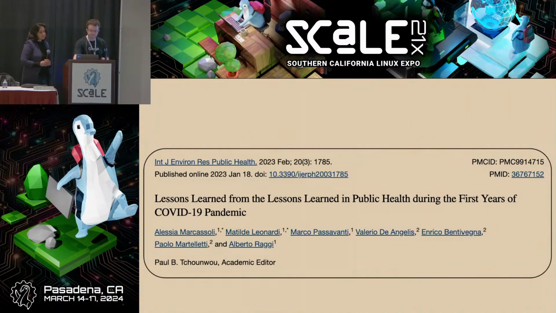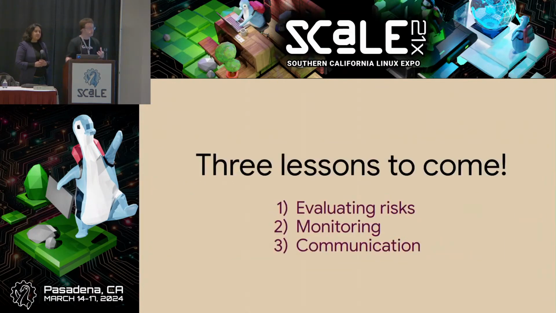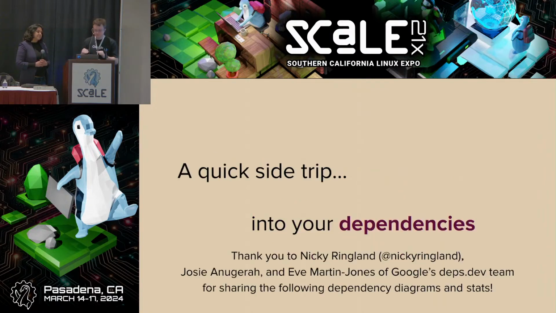And since the COVID pandemic and this sharp rise in supply chain attacks were happening at roughly the same time, I wondered whether there were any lessons from COVID for open source that we could borrow. And as it turned out, there were quite a few, but today we're going to focus on 3: evaluating risk, monitoring, and communication. But for these connections to make the most sense, we'll first need to talk briefly about dependencies, just to make sure we're all on the same page.